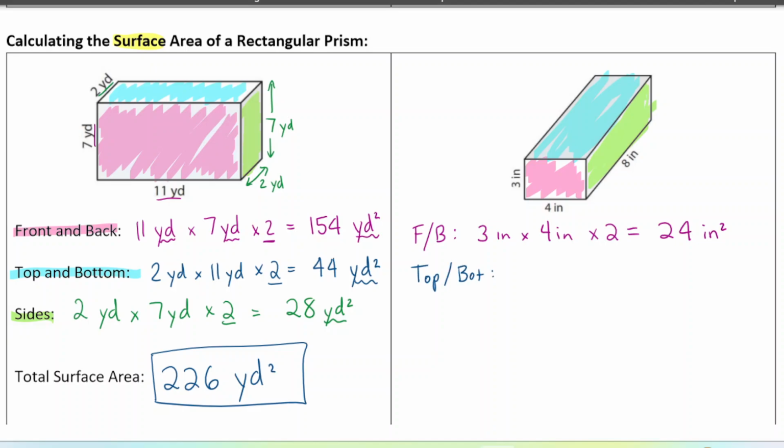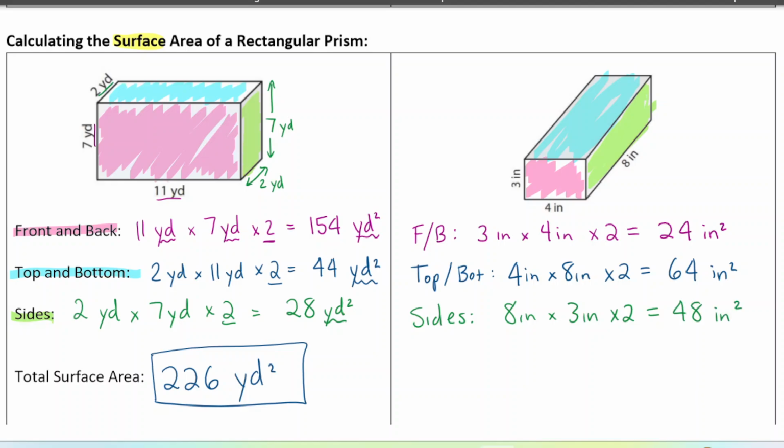I'll just do top and bottom for short. The top and bottom are 4 inches by 8 inches. And there's 2 of them, so that gives us 64. And then the sides are 8 inches by 3 inches. And there's 2, a left and a right, and that's going to give us 48. If I add all those together, total is going to be 136 inches squared.